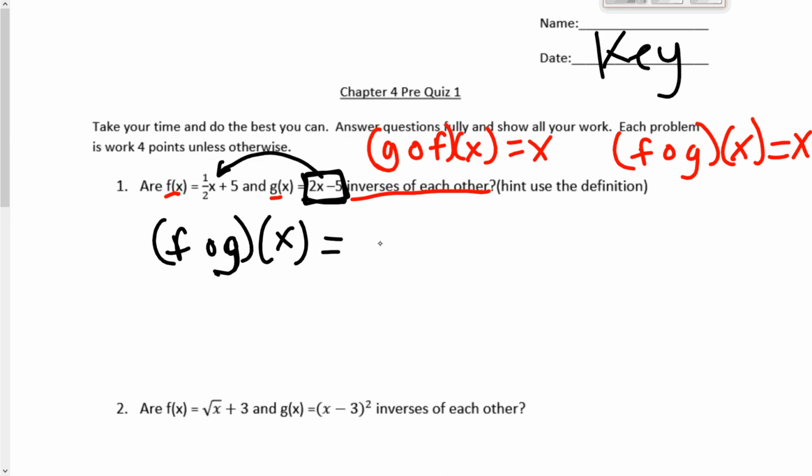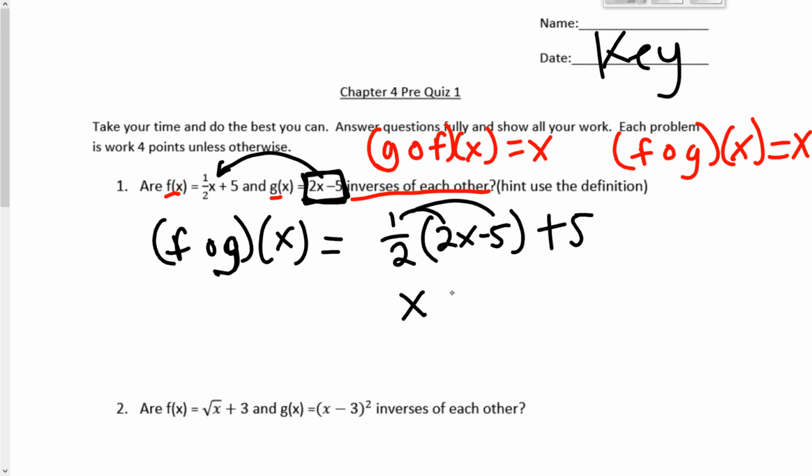Okay, so here we go. g into f. Here's f: 1/2 of what my x is. Well, my x is 2x minus 5, and then I'm adding 5. I'm going to plug that in and see if I get x. So I distribute, and I get 1x minus 5/2 plus 5/2.